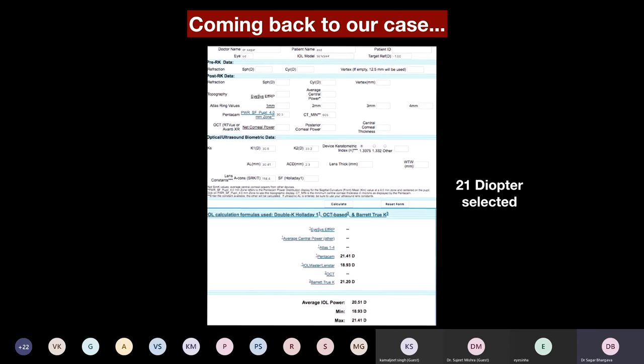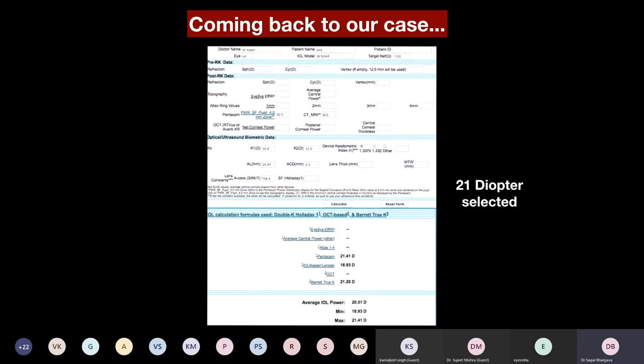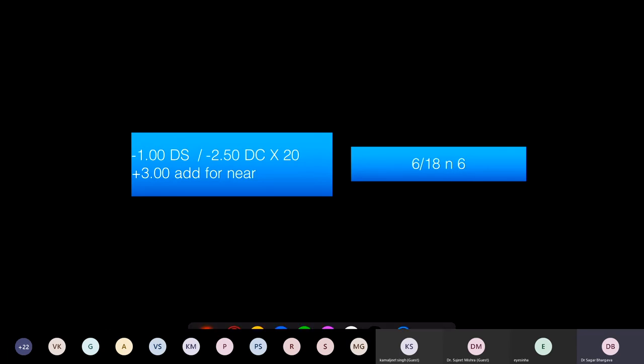Now, coming back to our case, which I told you came with the IOL surprise. We did the ASCRS calculator calculation for him, and we got a value of 21 diopters as against his power of plus 5. And the result was very good. His refraction came to minus 1 with a minus 2.5 cylinder at 20 degrees, and he was 6/18 N6.